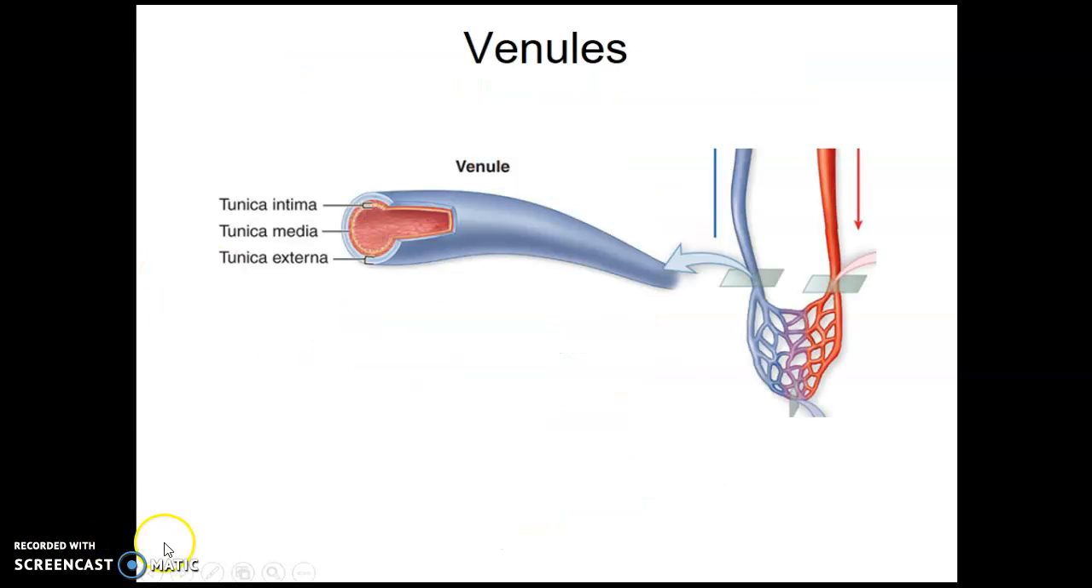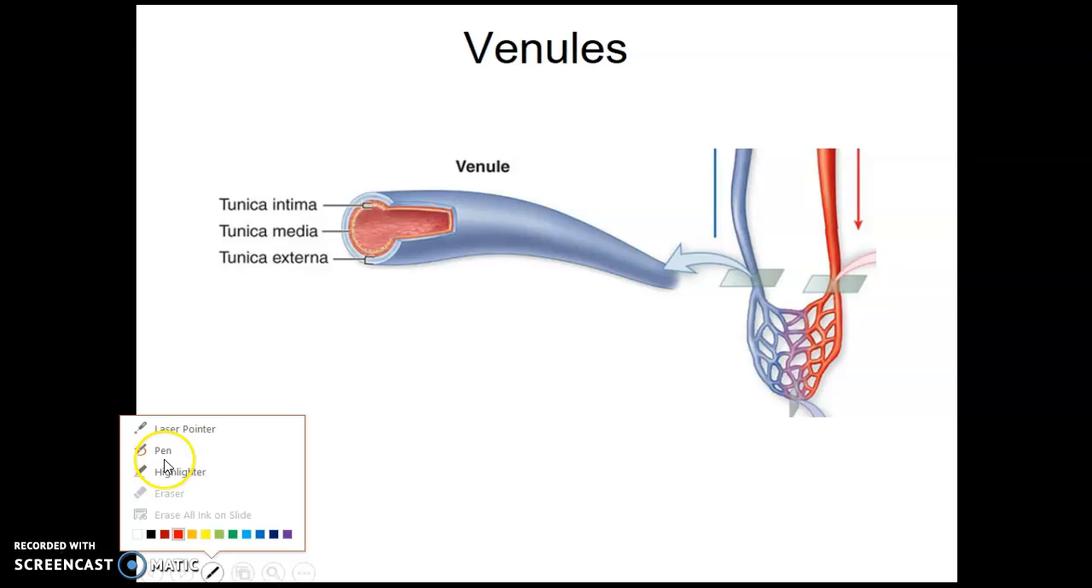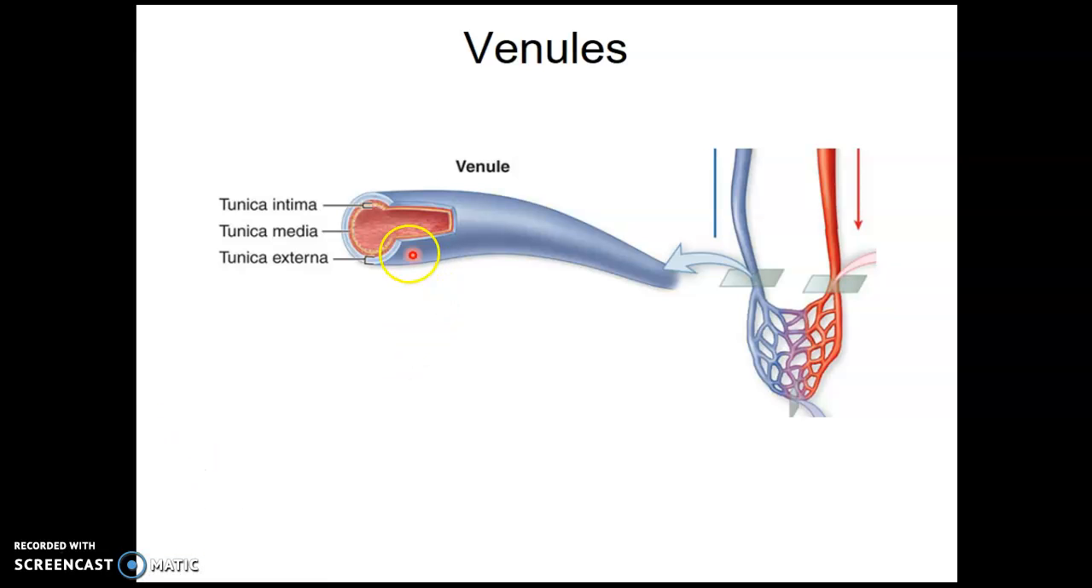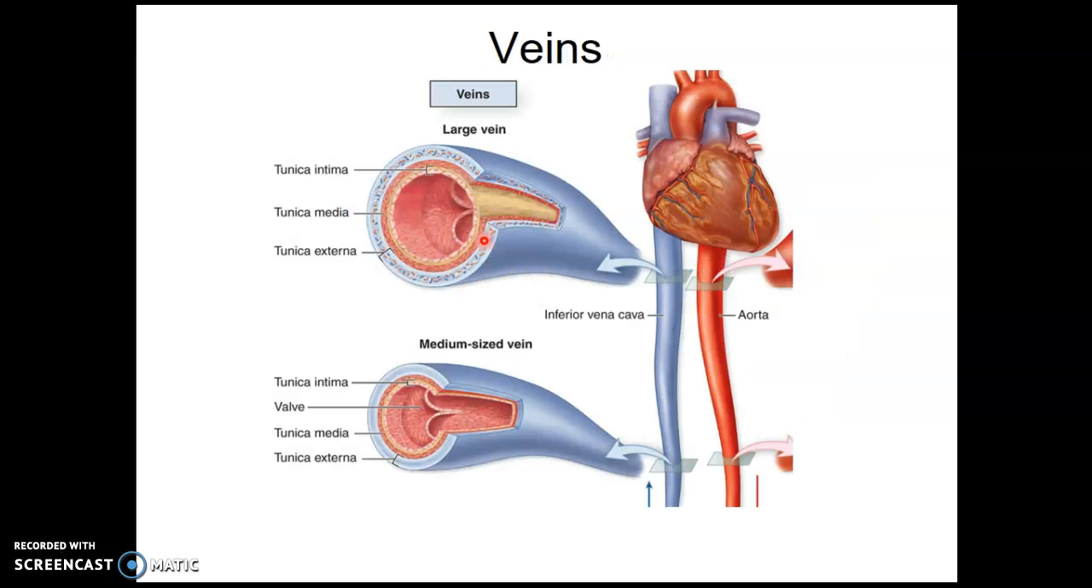Here's our venule, and you can see it's got like the smallest possible amount of muscle. It's got a very thick outer layer though, because that is where the structure is going to come from in this case. And then, so we have our venule, medium-sized veins, and large veins. So I know you guys can remember that.